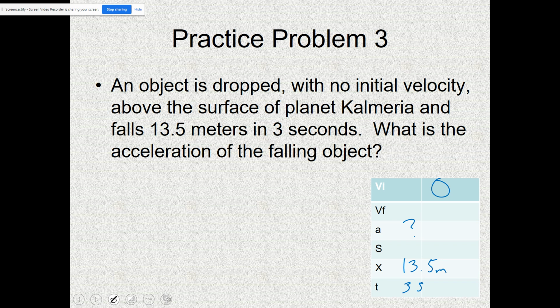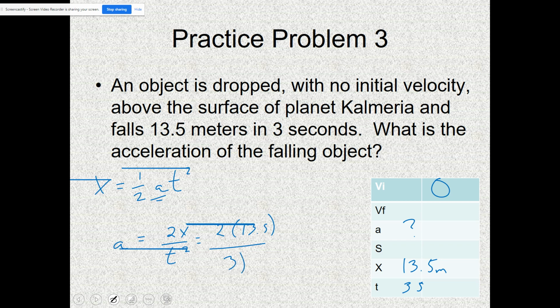So I need the master equation. And because VI is equal to 0, I'm just going to go straight to the master equation. That looks like this. Looks like I'm solving for a again. And so a minute ago, I figured out that acceleration was equal to 2x over t squared. That's what I figured out on the last slide. And so I'm going to plug those numbers in. 2 times 13.5 over 3 squared. And I get 3 meters per second squared.